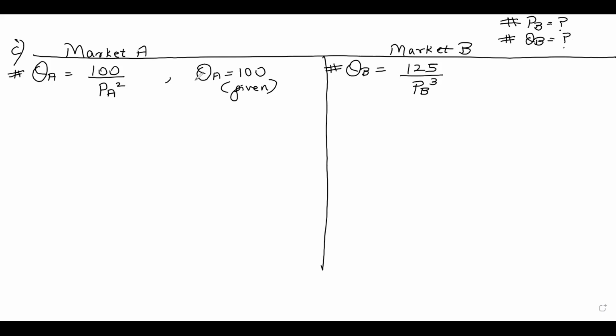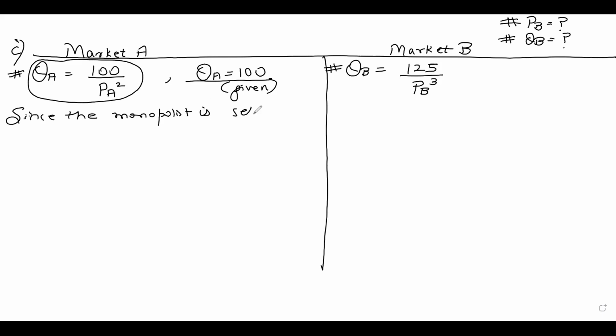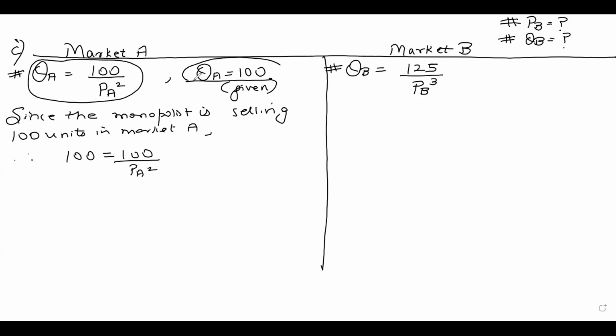So first of all, since we are given QA equal to 100, I can put it in the demand function. Since the monopolist is selling 100 units in market A, therefore 100 is equal to 100 upon PA square, because I put the value of QA as 100. So what do I get? PA square equal to 100 by 100, which is equal to 1. So my PA is equal to 1. Price charged in market A is equal to 1. This is given to us.